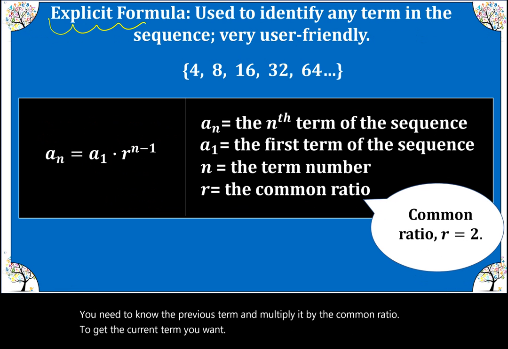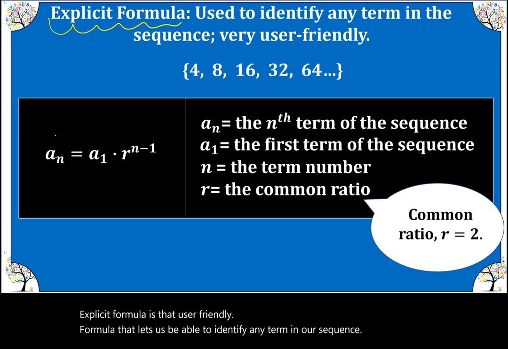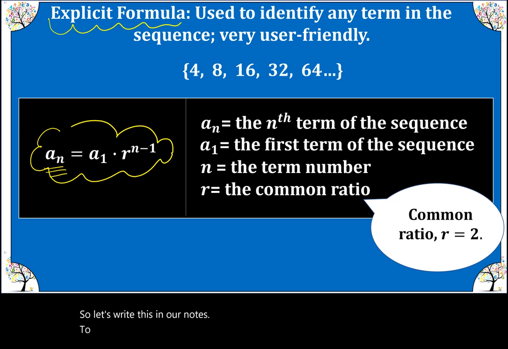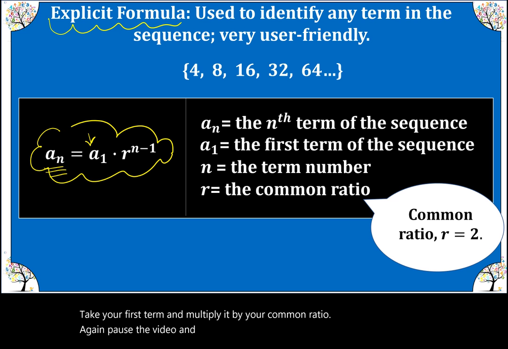Explicit formula is that user-friendly formula that lets us be able to identify any term in our sequence. So let's write this in our notes. To get any term, a sub n, you simply take your first term and multiply it by your common ratio. Again, pause the video and jot these in your notes.